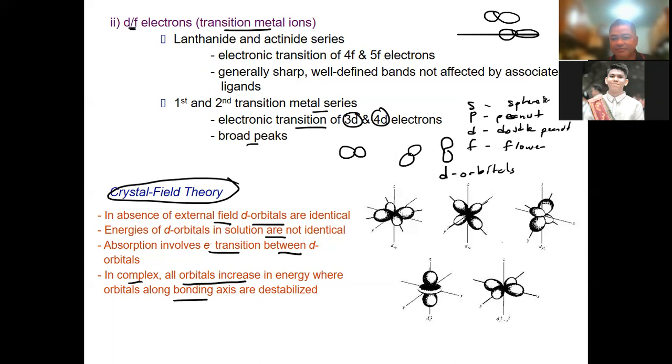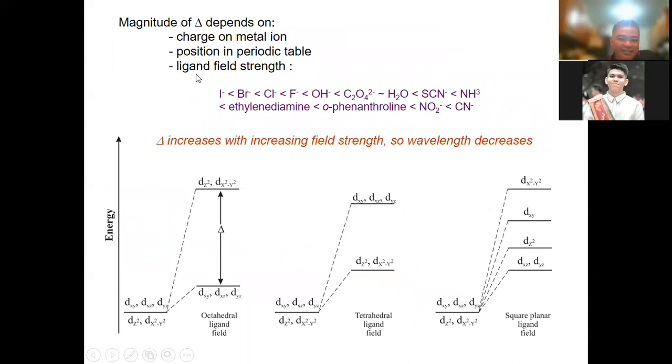So why do you think some metals are colored? Copper. What's the color of copper 2+? Blue. Okay, so it's blue. So that means it can absorb something. Now, if you're going to look at the absorbance, this has something to do with changes in the d orbitals. If you look at the magnitude of these changes, it depends on the charge on the metal ion, the position in the periodic table, and then the ligand field strength.